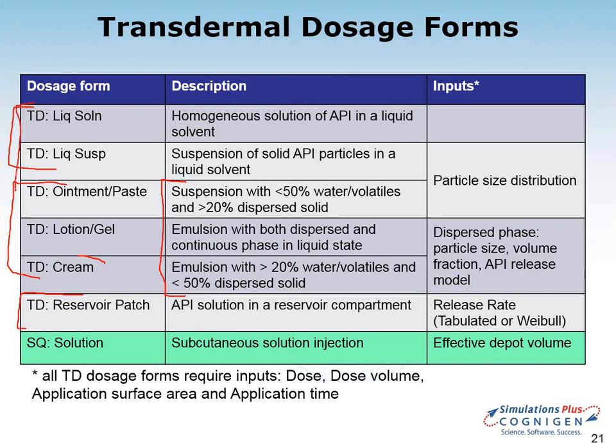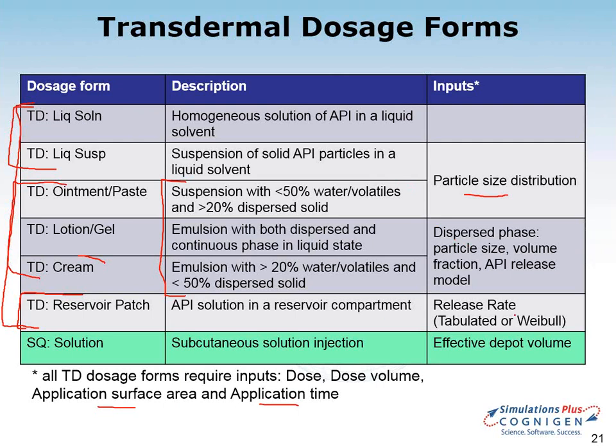For any of these transdermal dosage forms, of course, you need to define things like dose volume, application surface area, and application time, how long the formulation actually stays on the top of the skin. And of course, for some of these dosage forms, you need to specify additional parameters, things like particle size or particle size distribution for the formulations including API as a solid dosage form. For emulsions, what is the proportion of the dispersed and continuous phase, and so on.